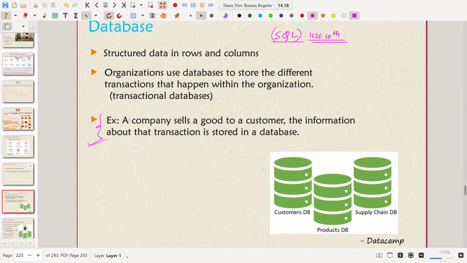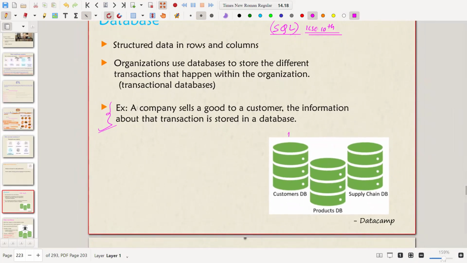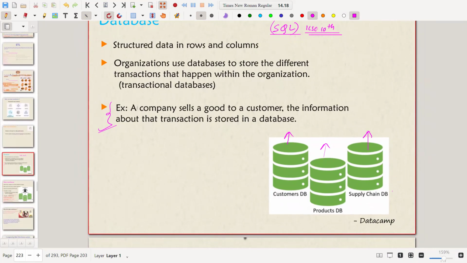Fine. So these are different aspects you are seeing here, like all the different types of databases together. Fine. Now we will go to the definition of a data warehouse.